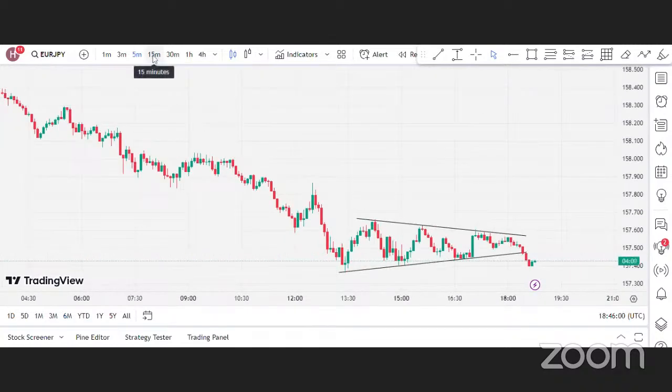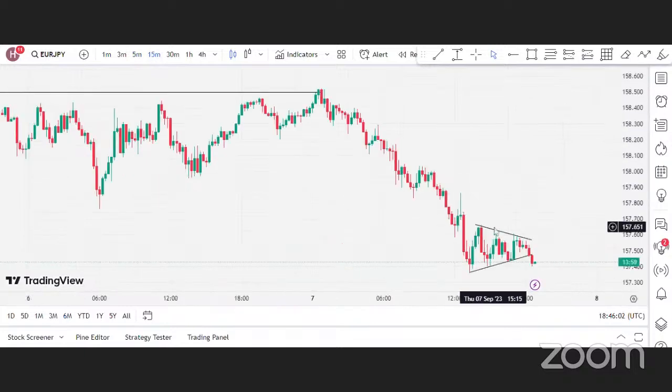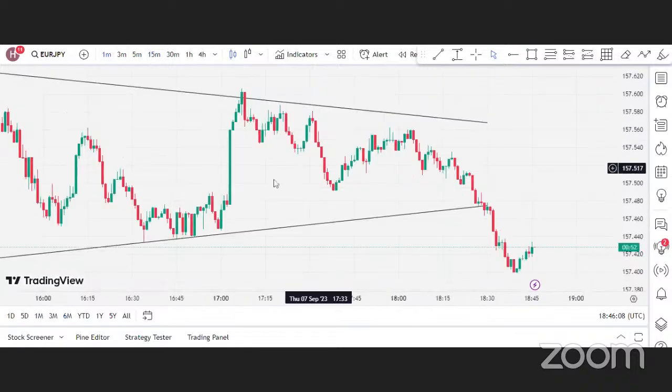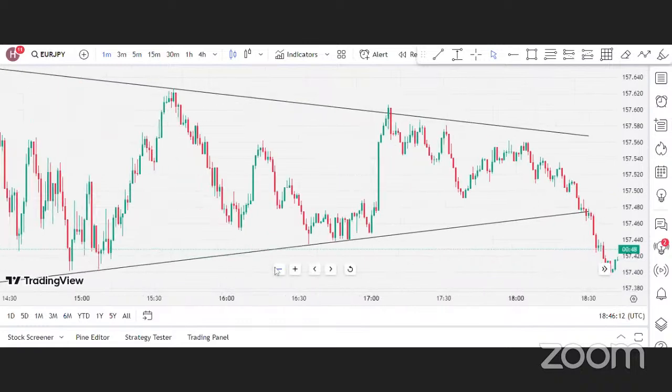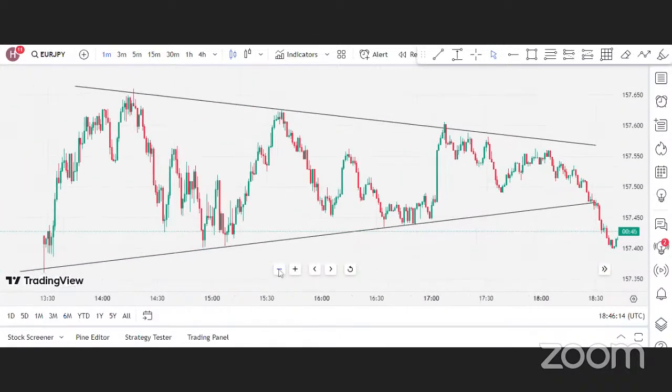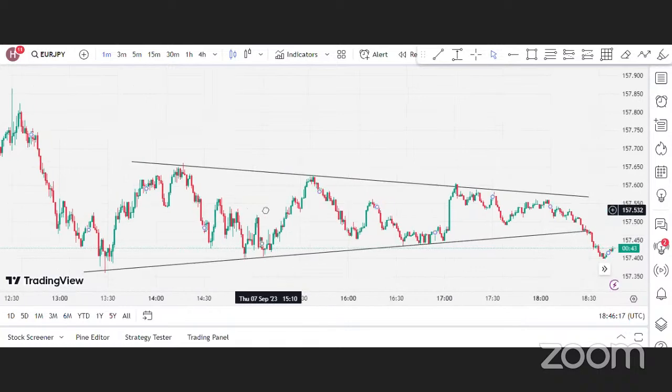So you see, this is where we actually made the analysis from, because we got this movement. We got this movement. This is the 15 minutes. So we can actually go to the 1 minute and see how big it is on the 1 minute. Just that small movement on the 15 minutes, look at how big it is on the 1 minute time frame.